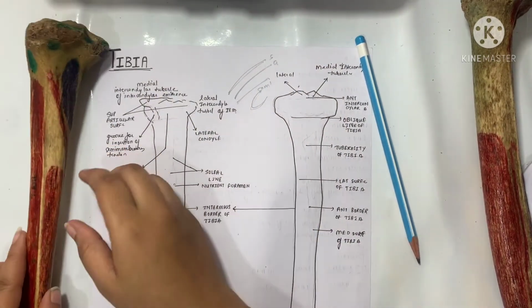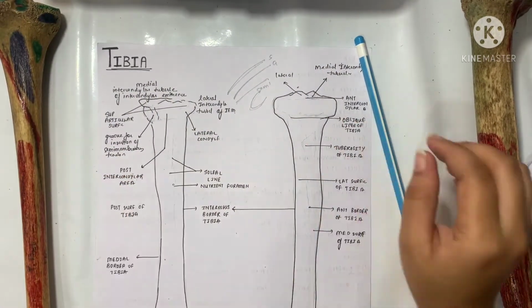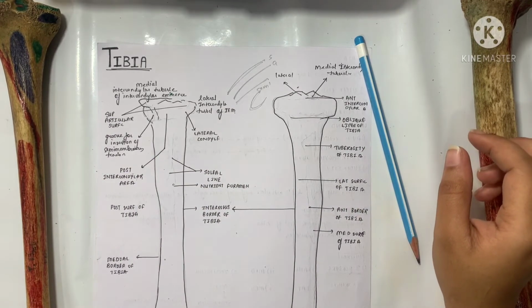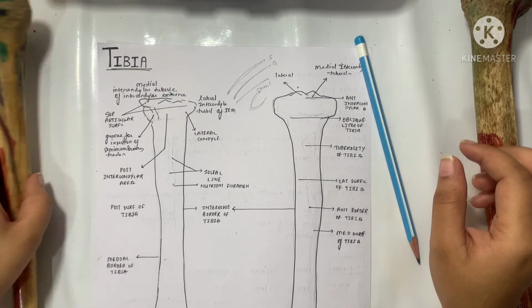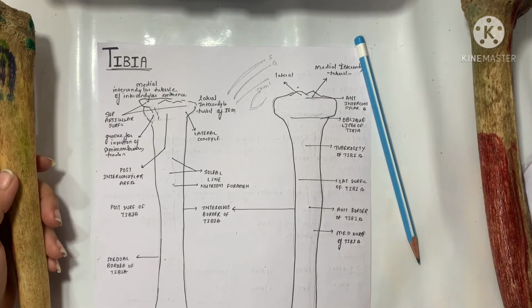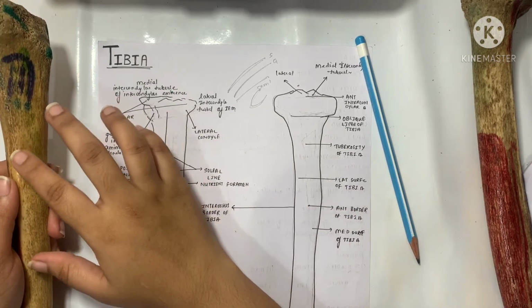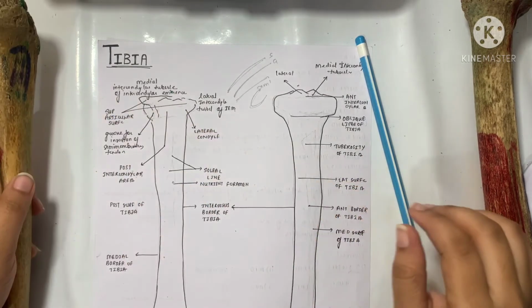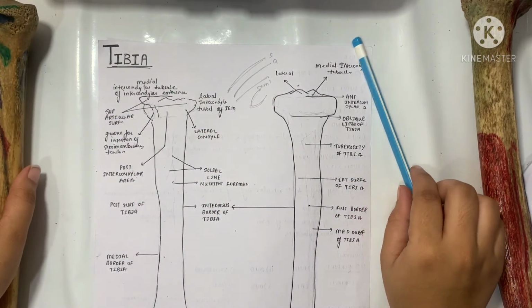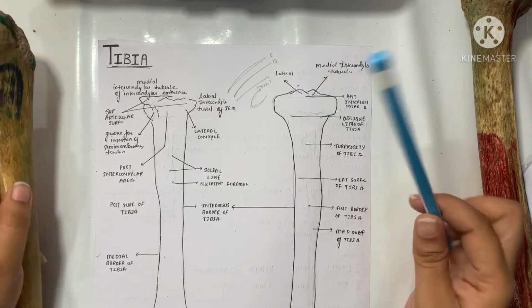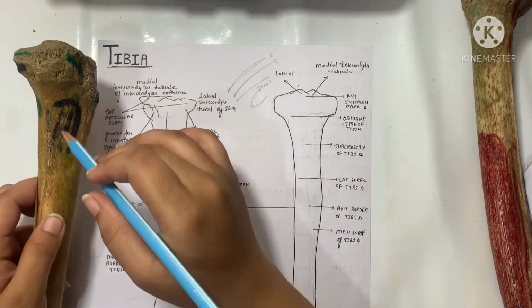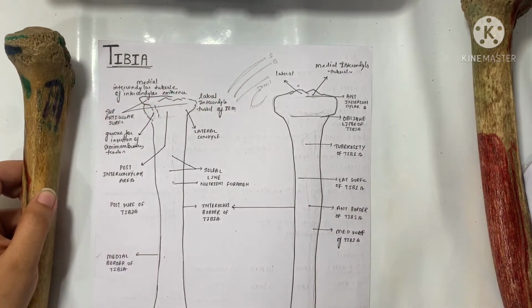This is the lateral surface. Tibialis anterior muscle arises from its upper 2/3. Then coming to the posterior surface. This is the posterior surface. Popliteus muscle is inserted into the upper part of the posterior surface. Then soleus muscle. See, here is attached the popliteus muscle, and over here is attached the soleus muscle.